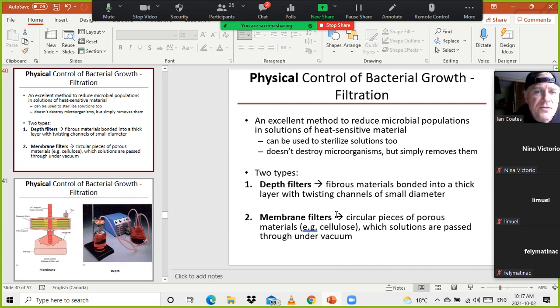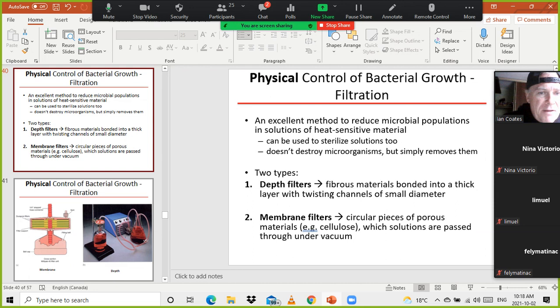Two kinds of filters here. I'm not too worried about these, but two types. You've got what's called a depth filter, okay? Fibrous material bonded in a thick layer with twisting channels. So it filters by things getting lodged in the sides of it, and that's what we call a depth filter. All the contaminants get entangled and are not allowed to flow through, while what you want flows through easy peasy, right?